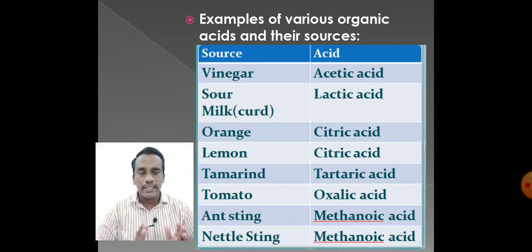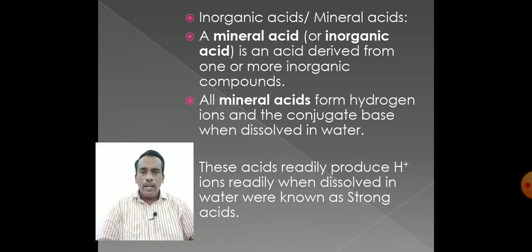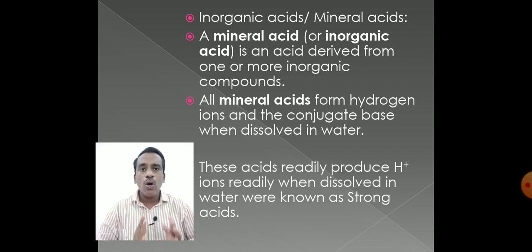Up to now we had discussed the classification of acids based on their source. There are two kinds of acids. What are they? Organic acids and inorganic acids. Now we had seen something about the organic acids. Now let us see the inorganic acids. These inorganic acids do not contain carbon as one of their constituents, and they readily produce H plus ions when dissolved in water. So they are called the strong acids.